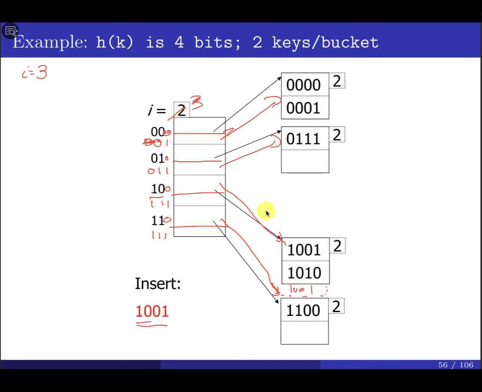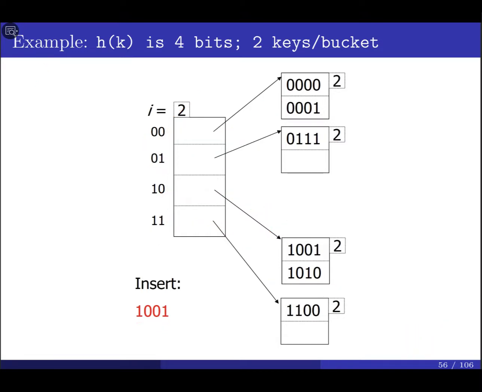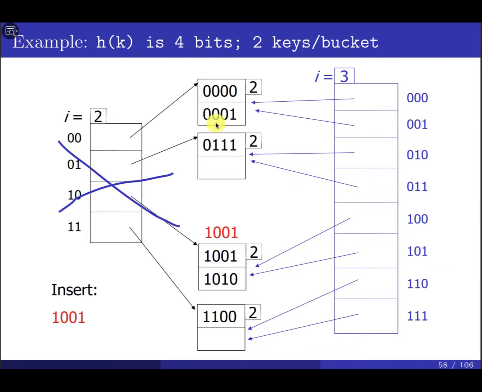Right? That's what we did here. Just expand this one. 0,0 would be 0,0,0 and 0,1,0. 0,1 is going to be 0,1,0 and 0,1,1. And both of them still point to the same place. I just doubled the size. You see, that's what we did.